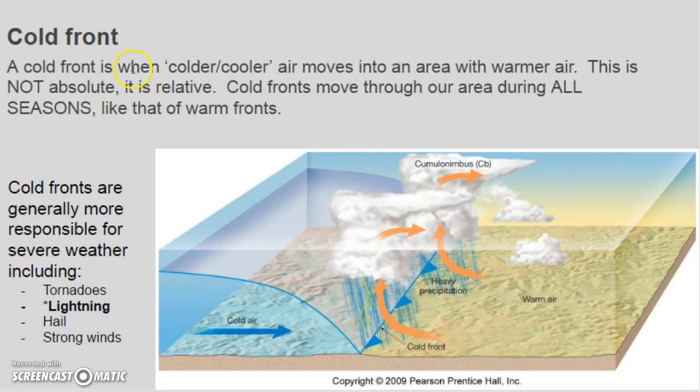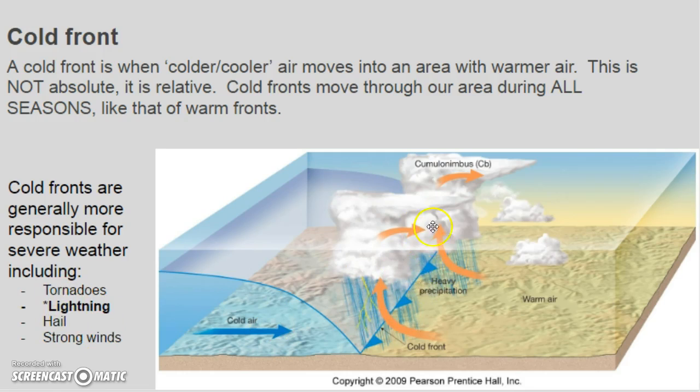In a cold front, this is when colder air, or cooler air, moves into an area with warmer air. Right? Colder air is going to be denser, it's going to stay closer to the ground, and it's going to move into warmer air. This is not an absolute value, it's also relative. Cold fronts move through our area during all seasons, like warm fronts. But cold fronts are generally more responsible for producing severe weather, including tornadoes, lightning that we'll be studying in our next couple slides, hail, and strong winds.